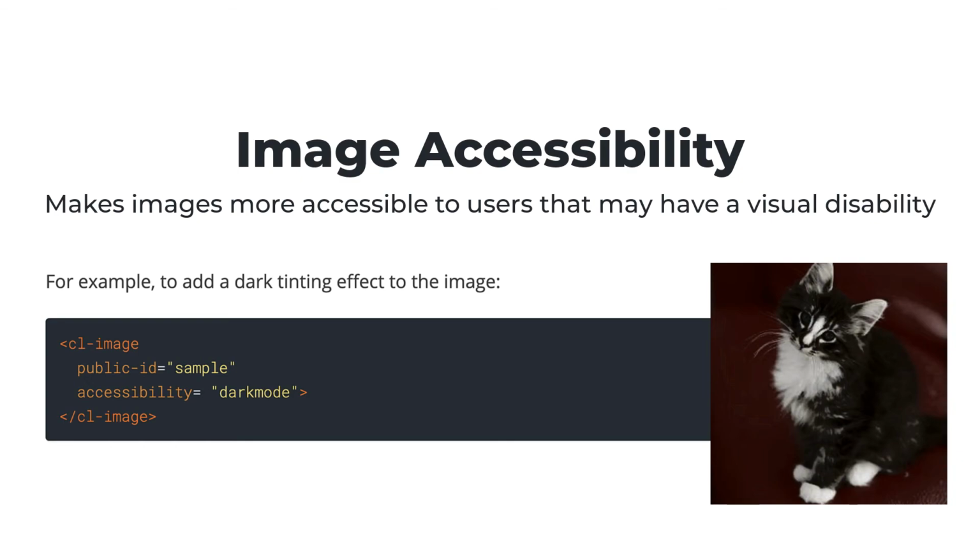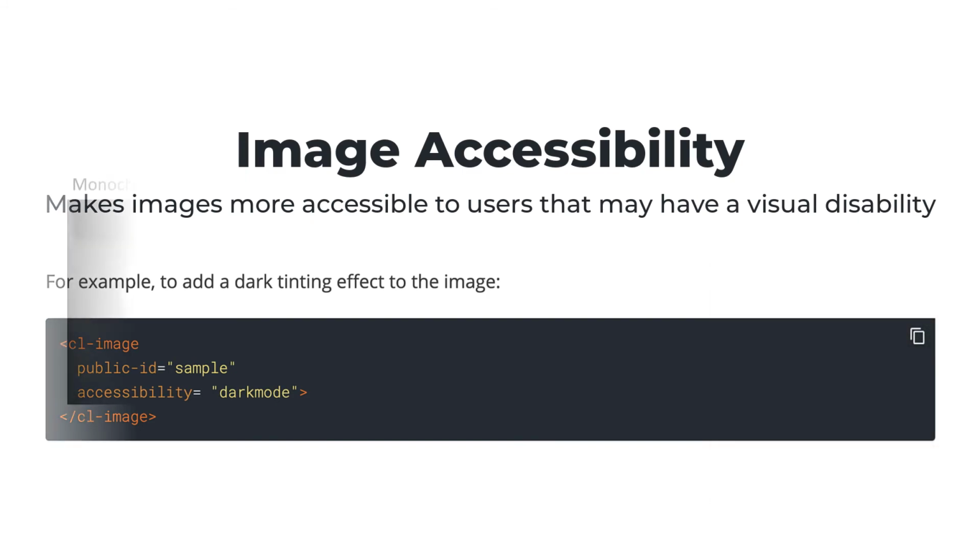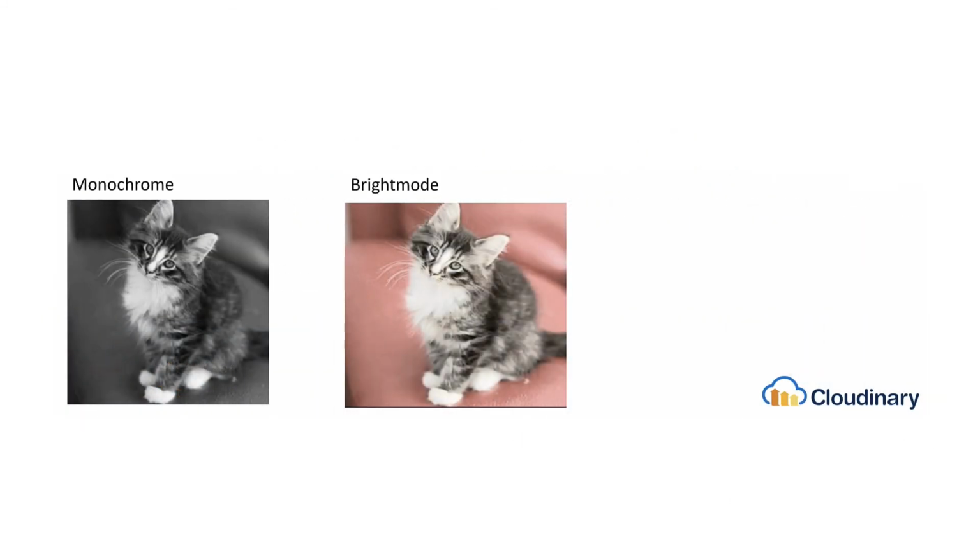So now, with the accessibility mode, this is possible by adding the attribute accessibility equals dark mode. There are several other types that we offer with the accessibility mode where you can see the following differences.